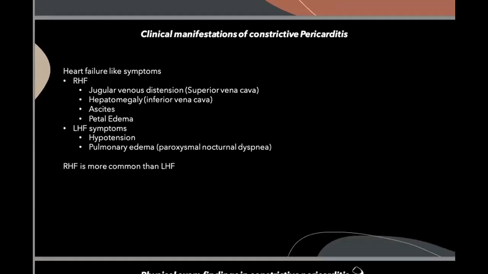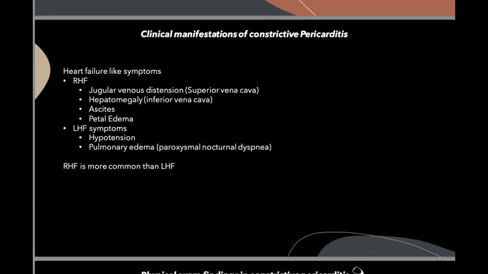So the clinical manifestations of constrictive pericarditis: we will have heart failure-like symptoms, and that will be mainly our right heart, then our left heart side. The symptoms that are very common for right heart failure will be jugular venous distension, and that is due to the increased pressure in the superior vena cava. We have hepatomegaly, which will be due to pressure in the inferior vena cava, and then ascites, where we will have accumulation of fluid in the peritoneum, and pedal edema.